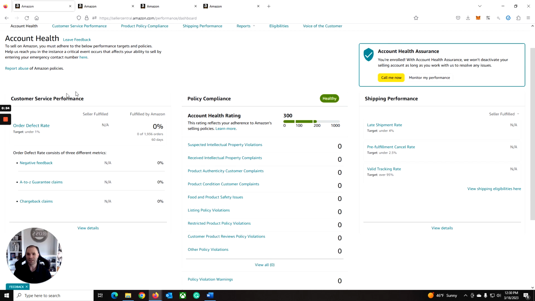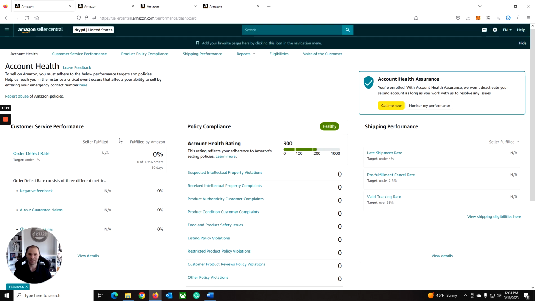From here we can see what our order defect rate is. Now we are in this particular account, 100% FBA. So generally speaking, we don't have an order defect rate. That's traditionally for seller-fulfilled products. On the fulfilled by Amazon side, the defects generally are very low. So I would say, take this with a grain of salt.